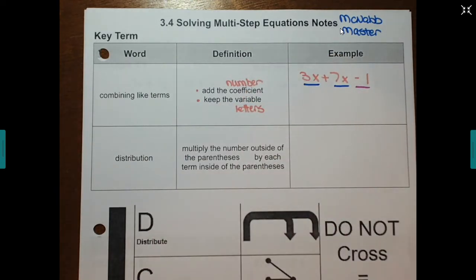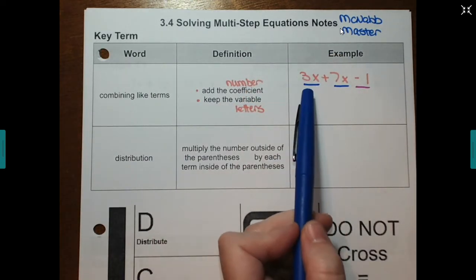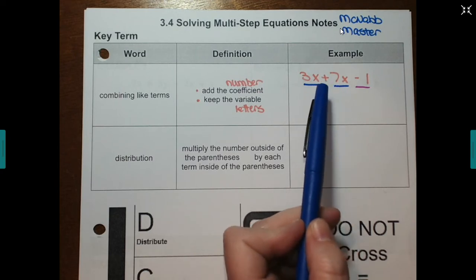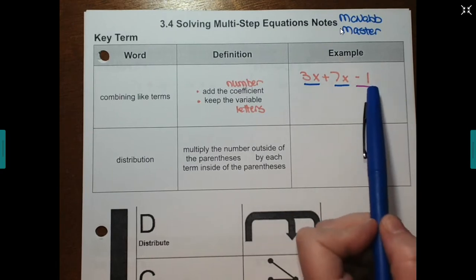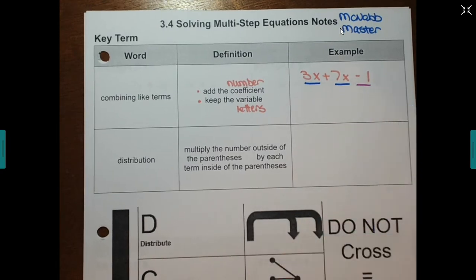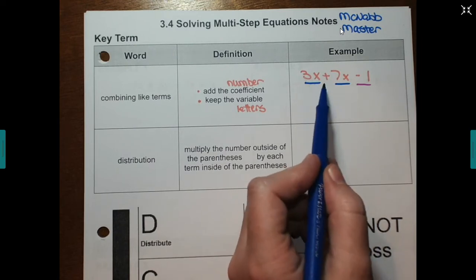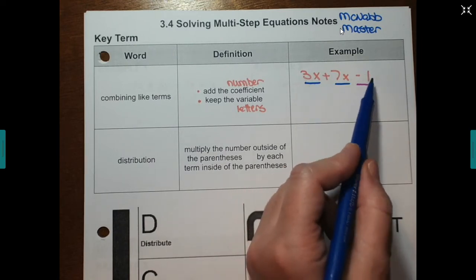The reason I'm doing that is because my 3x and my 7x are like terms. They both have an x. My negative 1 is just a plain old number. There's nothing I can combine it with. And I definitely can't combine it with my 3x and 7x, so it gets its own color.